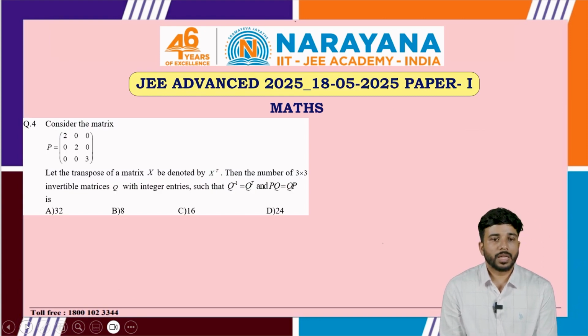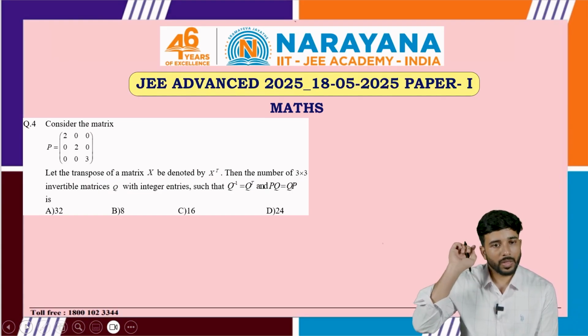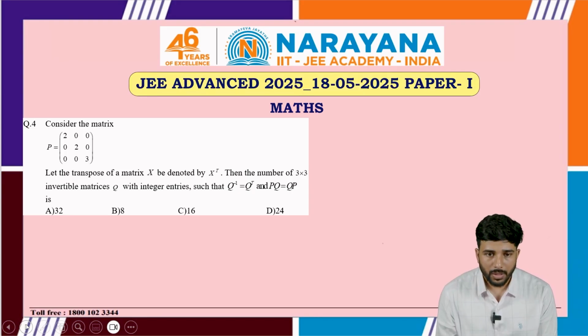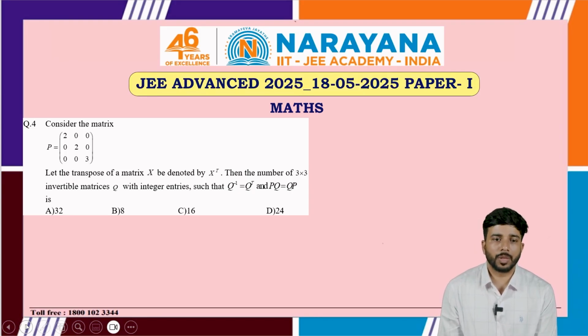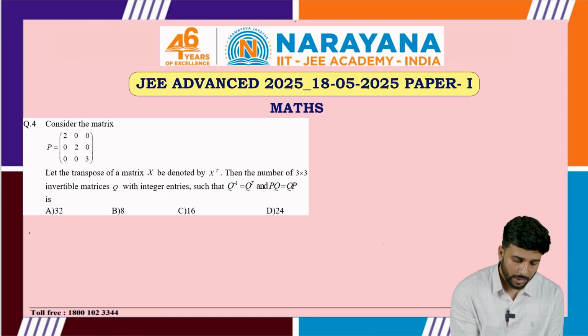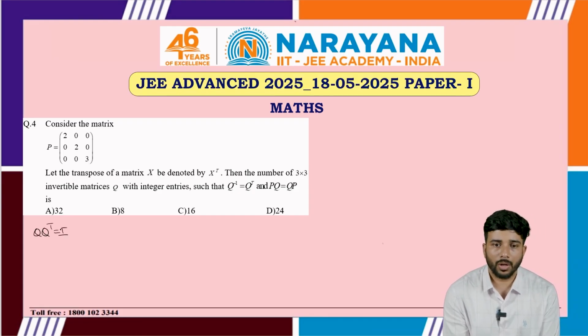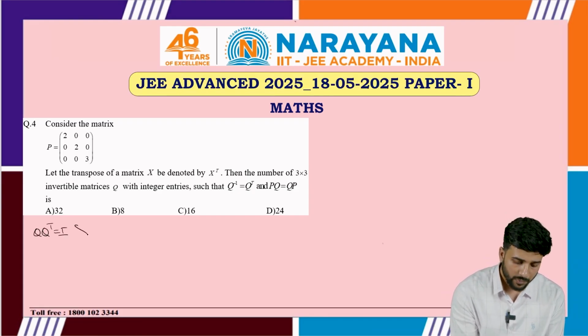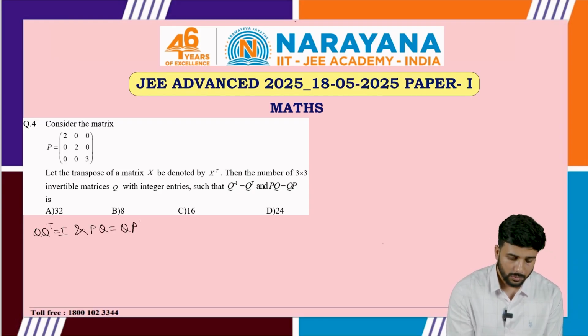Question based on matrices. He gave a matrix P which is 2 0 0, 0 2 0, 0 0 3. It's a diagonal matrix with entries 2, 2 and 3. Transpose of a matrix X is denoted by X transpose, then the number of 3 by 3 invertible matrices Q with integer entries such that Q into Q transpose equals P. He's saying Q into Q transpose is equal to P. So Q will be an orthogonal matrix and PQ is equal to QP. So let me use this condition now.